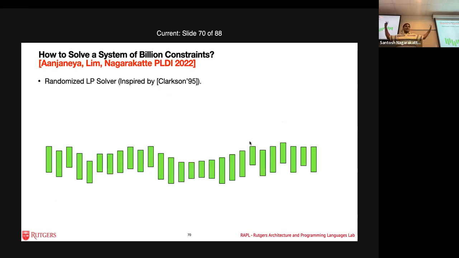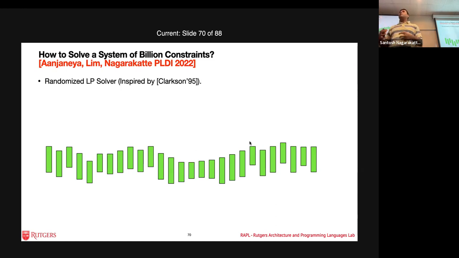So how do you solve billions of constraints? These green bars are all the constraints. You want to generate a polynomial that goes through all of them. You can't give all these constraints to the LP solver because it times out. So the idea is, it's a randomized Las Vegas algorithm. You sample some constraints from it, and then you generate a solution for the sample. Hopefully, if it satisfies all the constraints, you're done. If it doesn't, some of these constraints will be violated, and in the next iteration, you want to choose them.